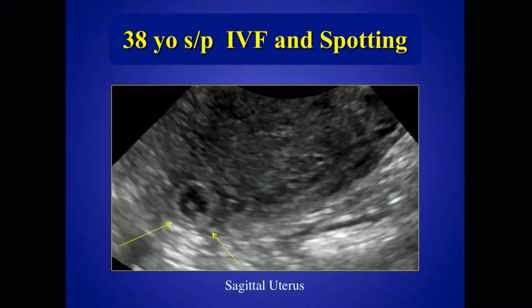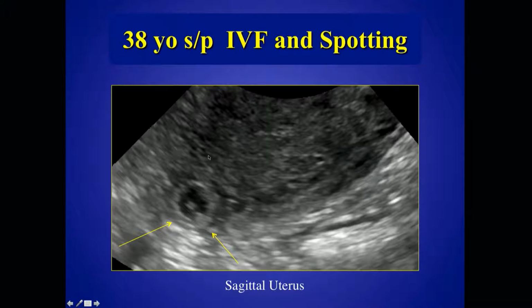So let's talk about some less common ectopic pregnancies, because these do show up at your doorstep and certainly come to mind with some regularity. Here's a 38-year-old, status post-IVF with some vaginal spotting. This is a sagittal view of the uterus, and the endometrium, although not well seen, is seen centrally in this area here.